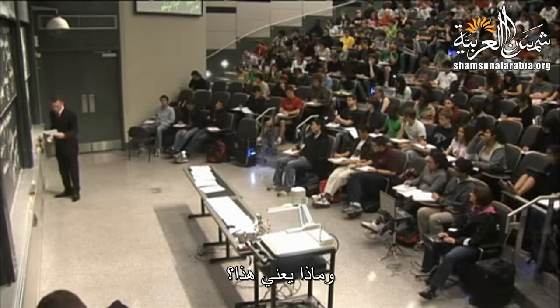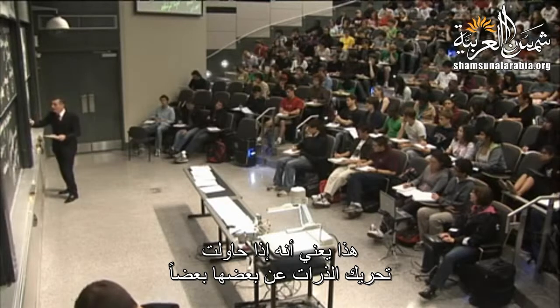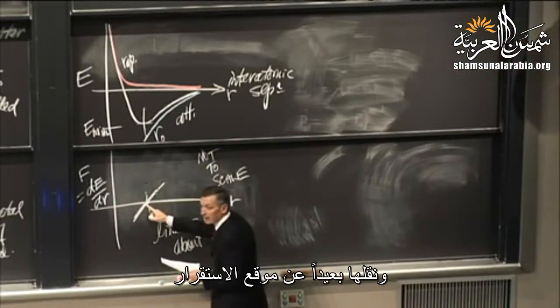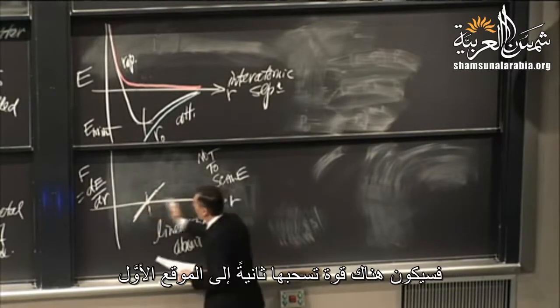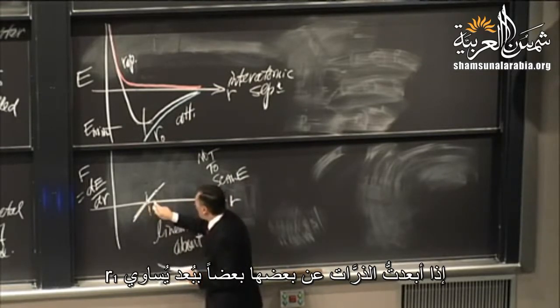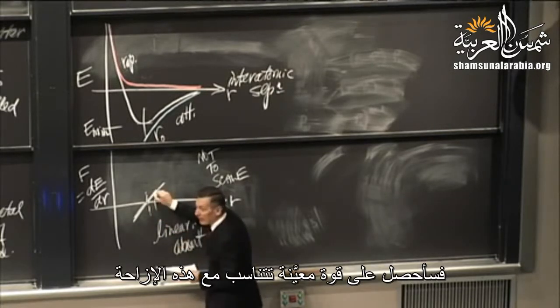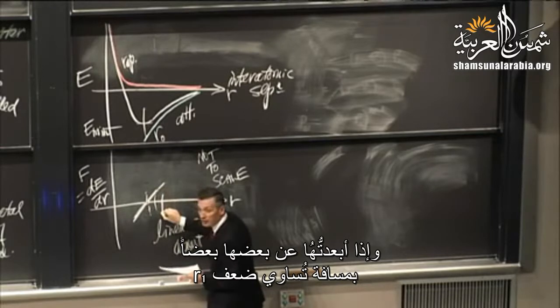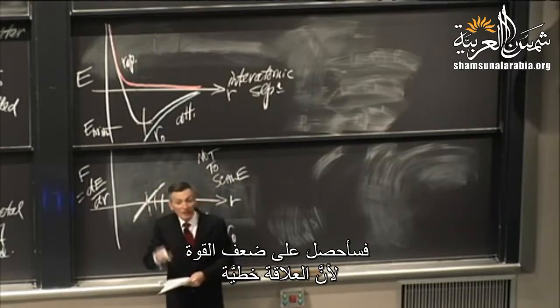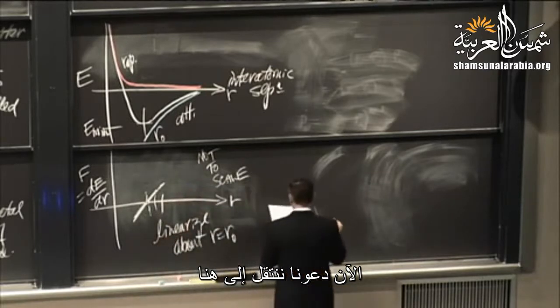And what does this mean? It means that if I try to disturb the atoms from one another and move them away from their rest position, there's a force that pulls them back. And the force is proportional to the displacement. If I move the atoms farther apart by a distance r1, I get a certain force. If I move them apart by r2, 2 times r1, I get twice the force. It's linear.